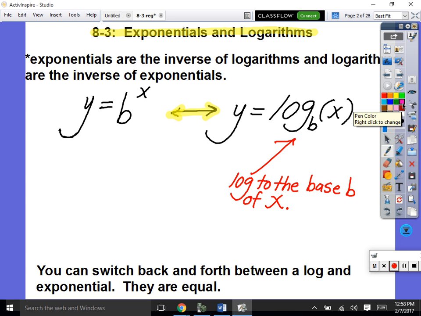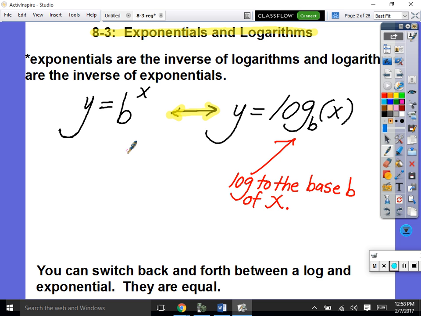Okay, so first of all, we've been dealing with exponentials. Exponentials have the form y is equal to a times b to the x right here. If we look at this, do you see how this is an exponential? Y is equal to b to the x. Everybody? That's an exponential function. B is my base, right? Okay, so one thing to note is exponentials are the inverse of logarithms, and logarithms are the inverse of exponentials. I'll say that again. Logarithms are the inverse of exponentials, and exponentials are the inverse of logs.